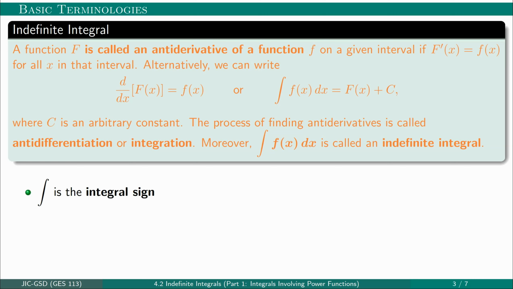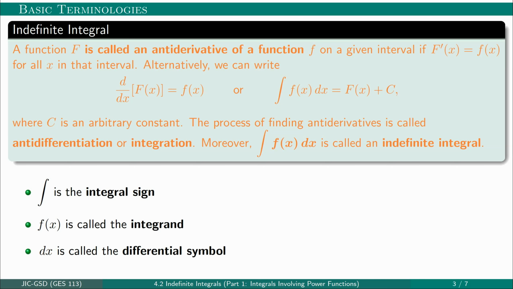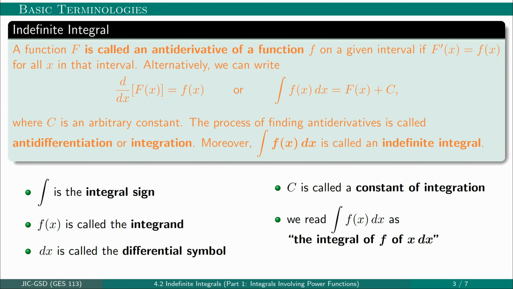In this representation, we call this elongated s the integral sign. That function small letter f of x is called the integrand. dx is called the differential symbol. This will tell us what variable we are integrating the function with respect to. The c here represents a constant of integration. This can be any real number in our case. And we read this integral as integral of f of x dx. Sometimes we read this as the integral of f of x with respect to x.